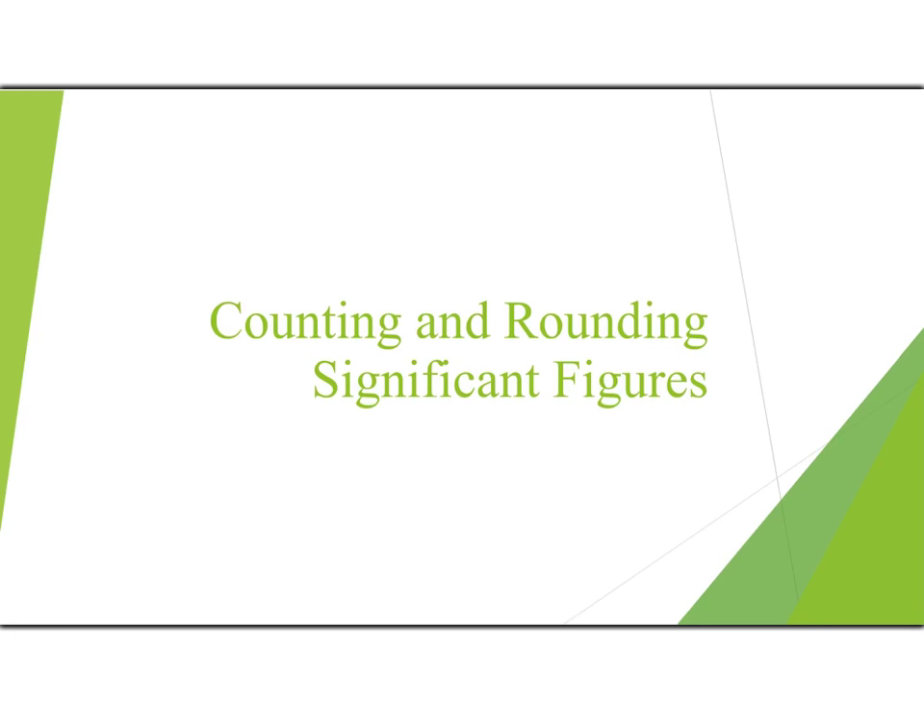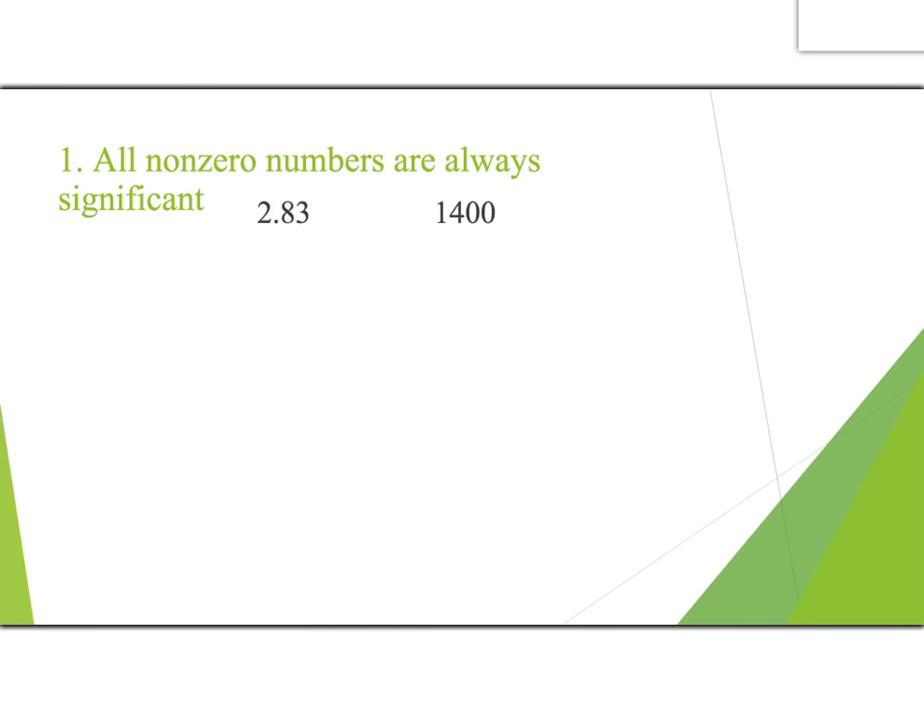Now, in order to count the number of significant figures in a measurement, there are a couple rules you need to remember. First, all non-zero numbers are always significant. So when you look at the number 2.83, these are all non-zero numbers, and so this number has 3 significant figures. When you look at the number 1400, the 1 and the 4 are non-zero, and so you have 2 significant figures.